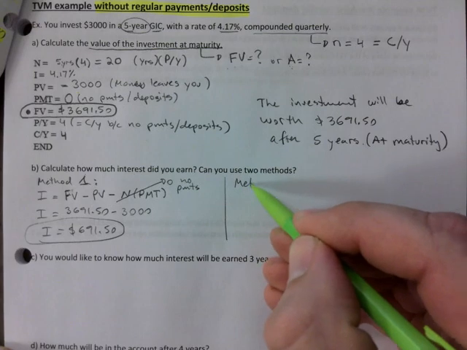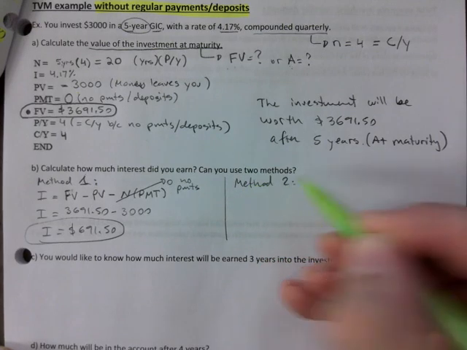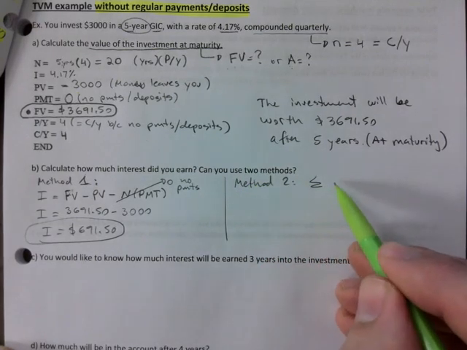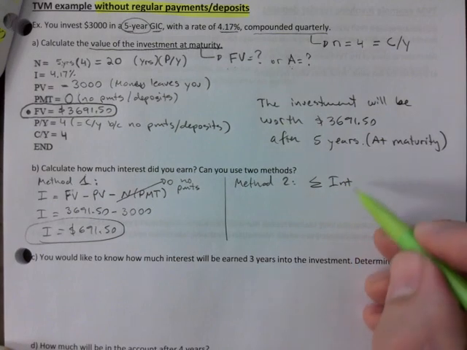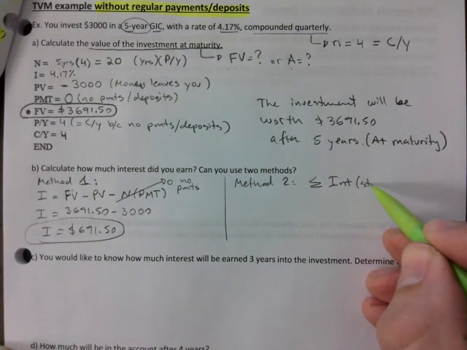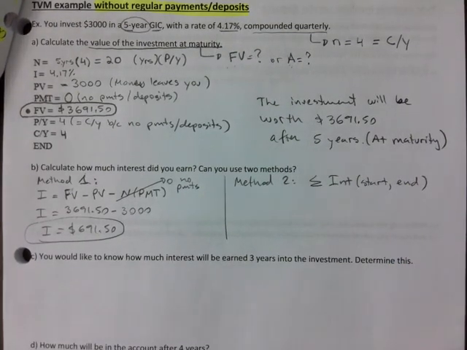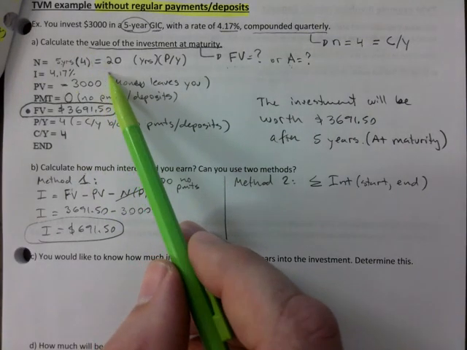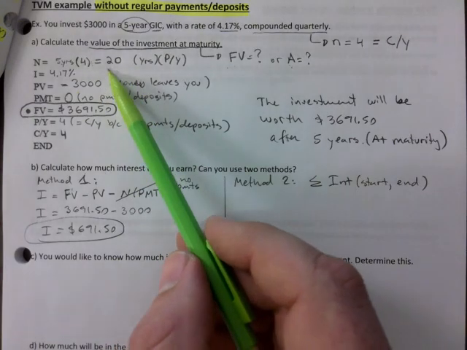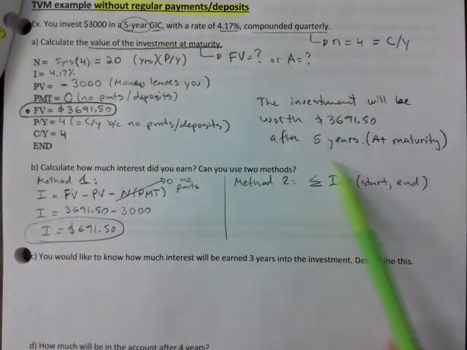Method 2, I'm going to use the sum of interest, start, end. Can I use sum of interest? The answer is yes. Look at what n is. N is a whole number, right? It's 20. Sometimes we're going to calculate n, and it's going to be like 20.056, with a decimal attached to it. You cannot use this when it's a decimal, okay?